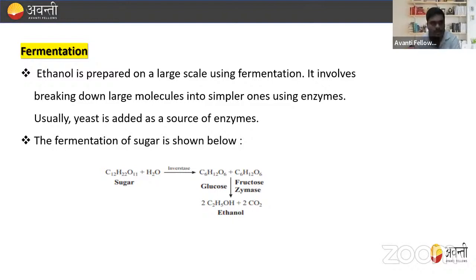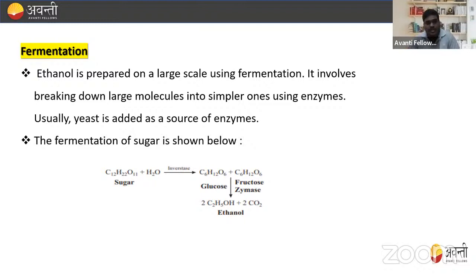Now, fermentation. Ethanol is prepared on a large scale using fermentation. It involves breaking down a large molecule into a simpler one using an enzyme. Someone may ask, in fermentation, which catalyst do you use? You must know the name of the catalyst: it is invertase. So if you have to prepare ethanol on a large scale, you use this method called fermentation.